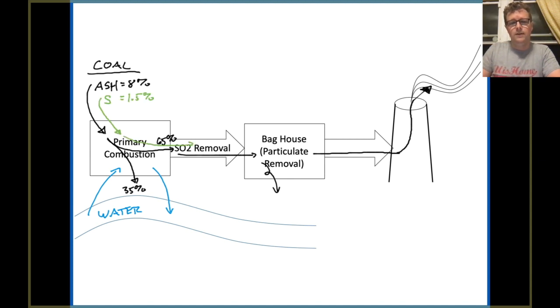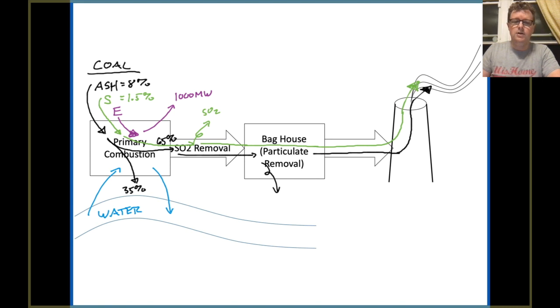We are also told that coal is 1.5% sulfur by weight, and that coal, when it's combusted, that sulfur is going to be released and form sulfur dioxide, or SO2. So we've got this plug flow reactor to remove sulfur dioxide, and then the non-removed portion will ultimately be released through the stack.